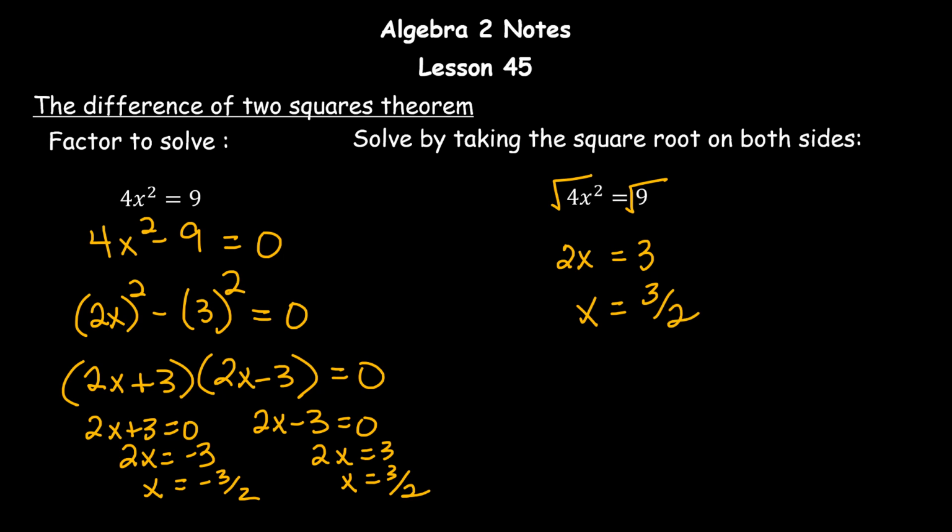Now, I only got one solution by doing it that way, and that's not okay because I want to know all the solutions. So what the difference of two squares theorem tells me, which we're going to look at right now, is that when I see this sign, that actual sign that appears somewhere, that little check mark with a line going above it, that is called a square root sign.